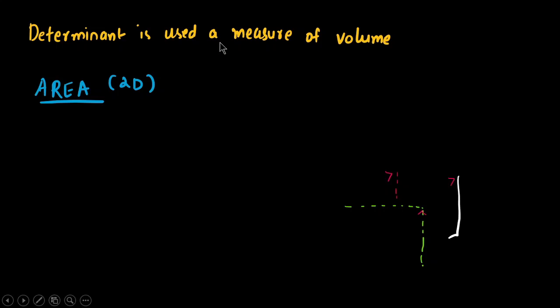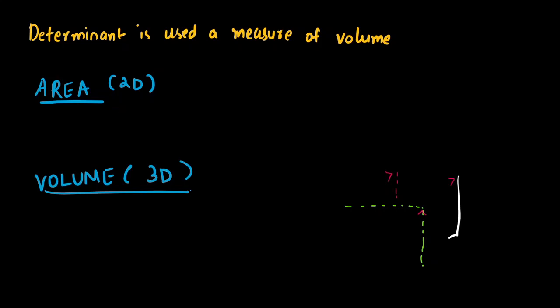Okay, the determinant is used to measure the volume. So it has another perspective, like the volume. And when it comes to two dimensions, it represents area. And when it goes to three dimensions or higher dimensions, it will represent the volume. So the determinant is used to represent volume also, or area.